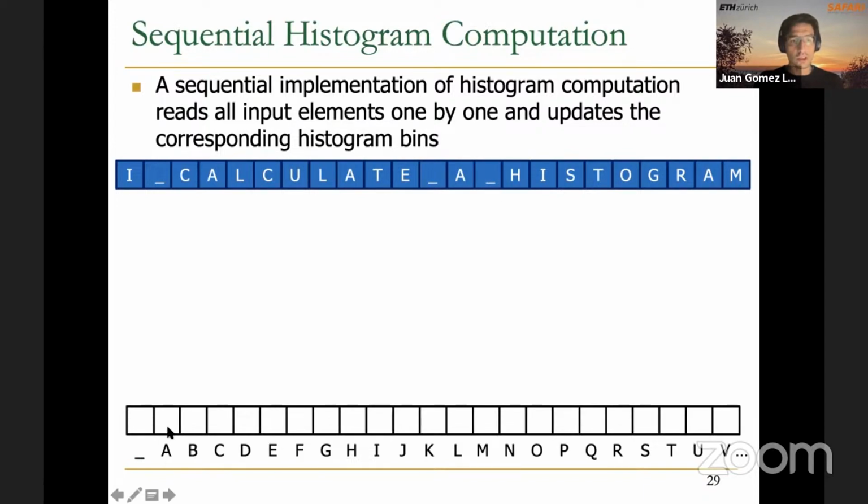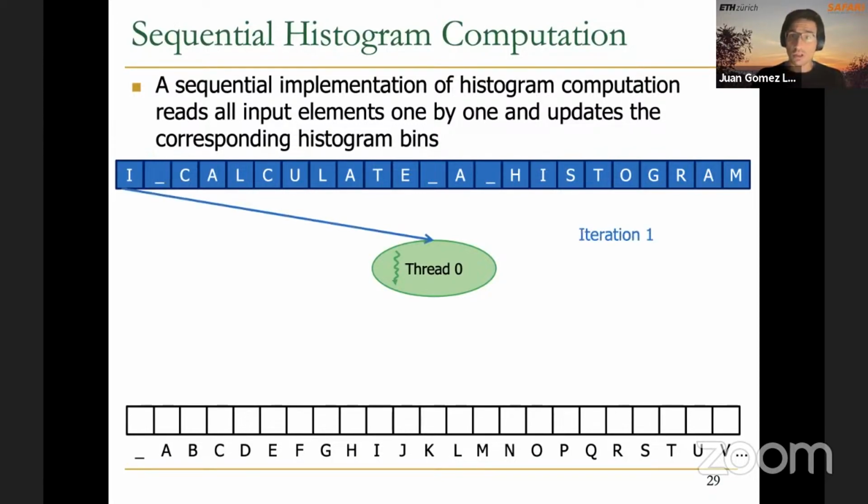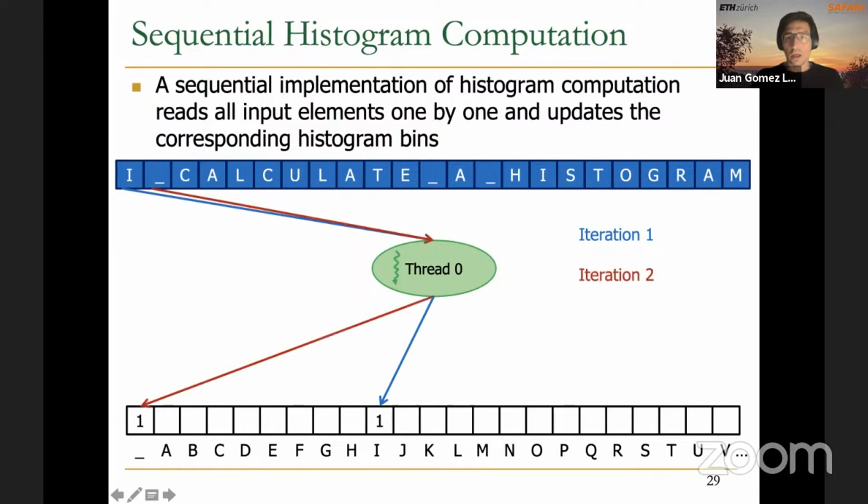So you notice that we have a different bin for letter A, or for the space, A, B, C, D, etc. And because it's a sequential execution, we are only going to use a single thread of execution. There is just one thread in our program. So in the first iteration, we read the first element of the input array. We check the value, it's letter I. So we go to the bin I and we increment. And then iteration 2, iteration 3, and iteration 4.